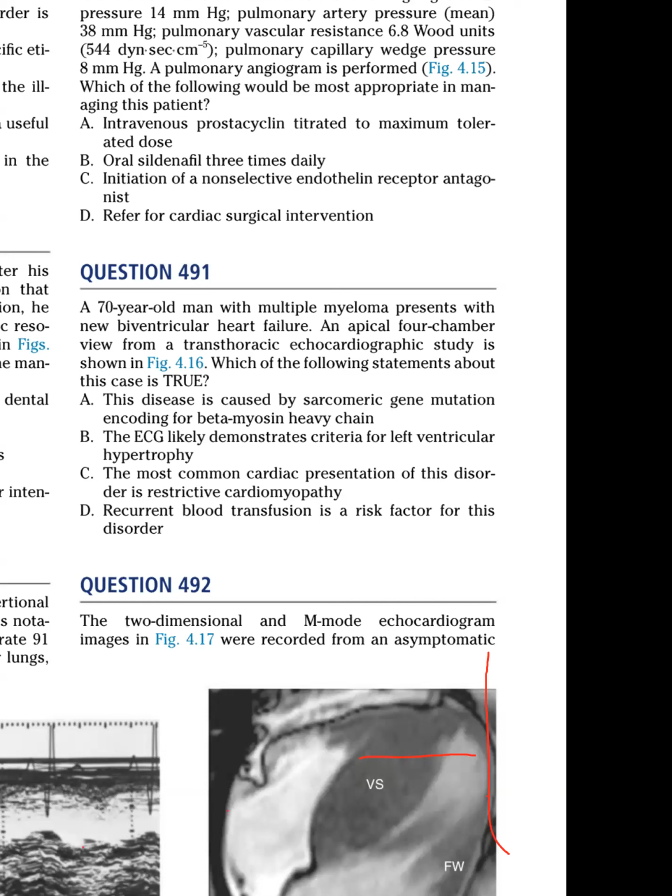The common presentation is the restrictive cardiomyopathy form. The D is saying recurrent blood transfusion is a risk factor for this disorder. That is not correct. It's not a problem of transfusion. Yeah, if there are any contribution.